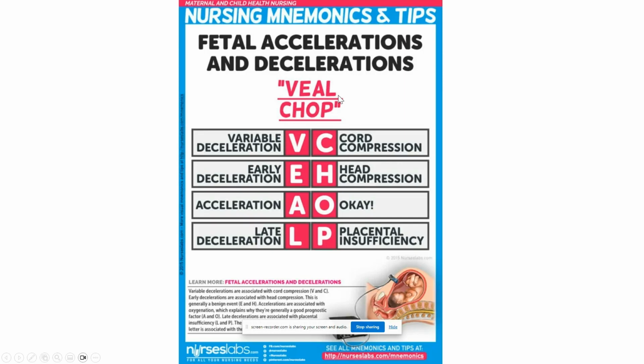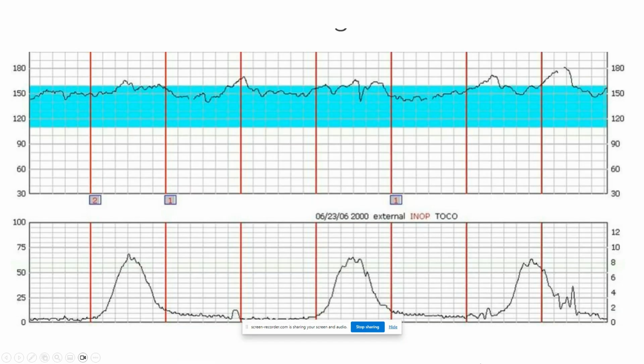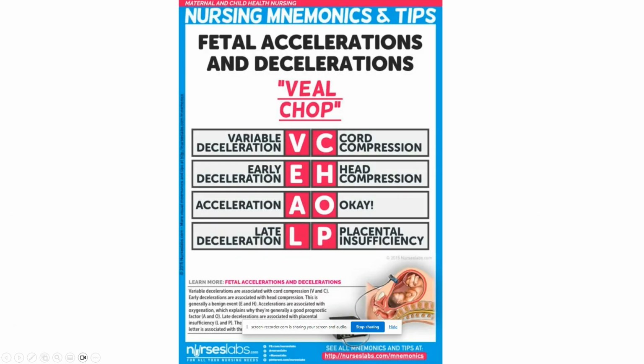So, VEAL CHOP. And no, we're not talking about the dish. You're going to write VEAL like this, and you're going to write CHOP like this. If we see a variable deceleration, it looks like a V, a U, or a W, and we know that it's cord compression. So we're just going to tell mom to move to another position because the baby's likely on the cord and it's causing that disruption of perfusion to the fetus.